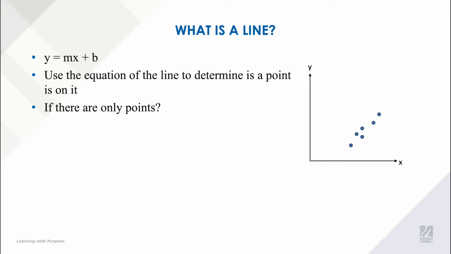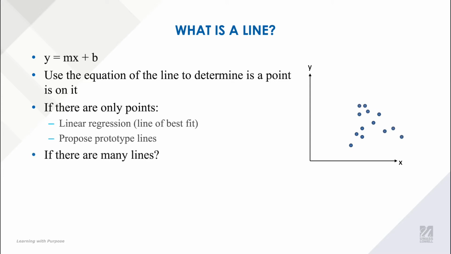We have a couple of options here. One is that we can do linear regression or something like that, a line of best fit. We can figure out what line best fits these points. We can also propose a bunch of prototype lines and try to figure out which of them fits the best, and then maybe do some refining steps. And if there are many different lines in your image, so you have a whole bunch of points that could potentially become many different lines, it turns out it's generally best to propose a couple of prototype lines or cast out all the possible lines and see which fits better.